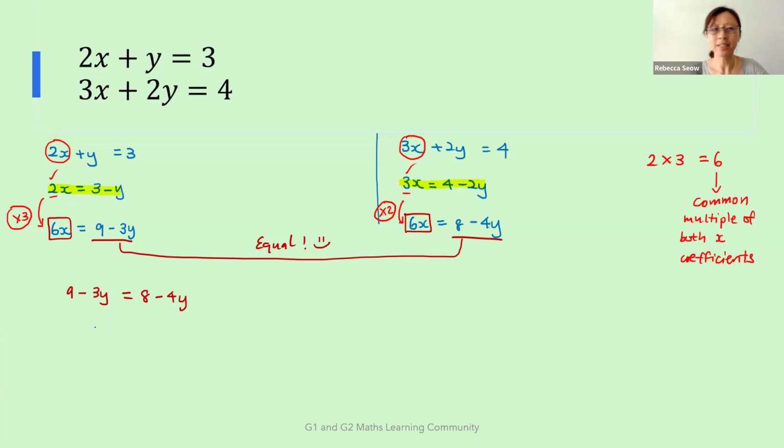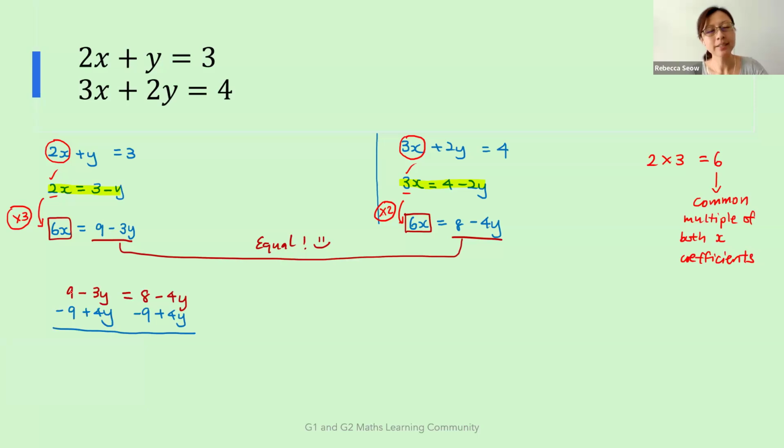Let's try to simplify this. So we want to leave our y term on the left. Let's remove 9. We minus 9 on both sides of the equation. We don't want our y term to be on the right. So let's add 4y to each side. Now we can simplify.